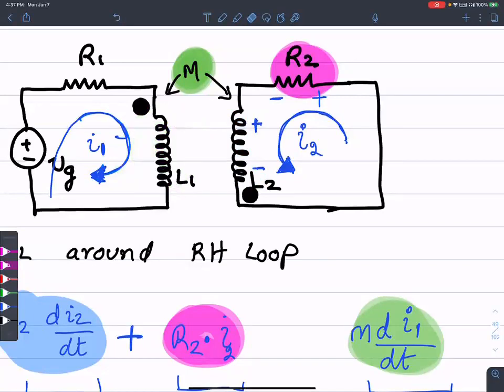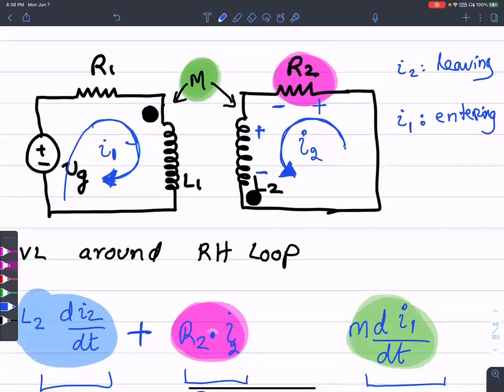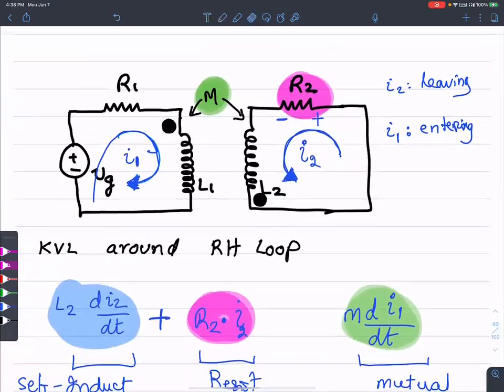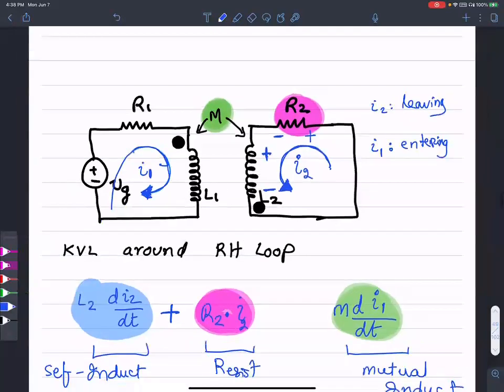Let's pay careful attention. The reference current I2 is leaving the dot in the mesh, whereas I1 is entering. Okay, I1 is entering. So in order to determine the sign, I place a negative over here and a positive over there. That's the dot convention, right?